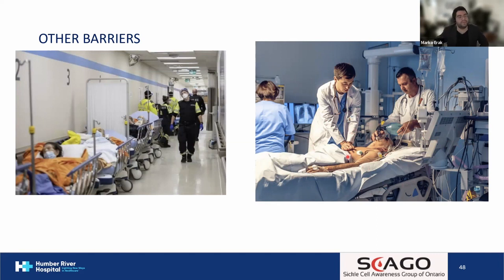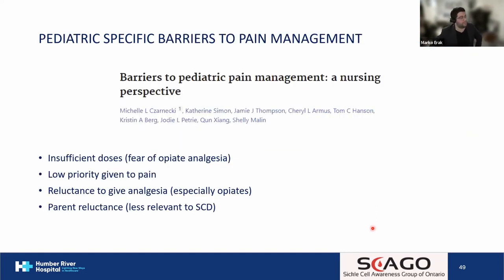It doesn't have the same visual as this. So this is a barrier again for healthcare systems as to why pain may not be treated as well. The pediatric world has specific barriers, and the biggest one, frankly, is people are very hesitant to give opiates to children. And this has nothing to do with sickle cell and so on. This is in any illness.